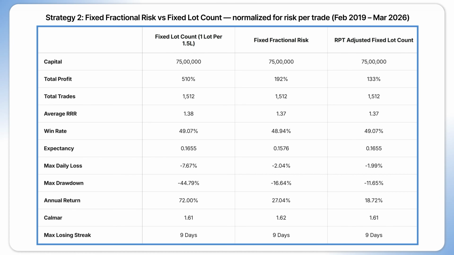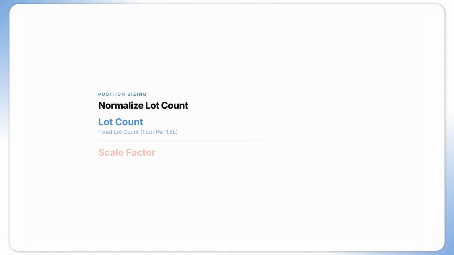Got it. Right? Or rather, it's not a 4 lot backtest. You are basically in the 1 lot per 1.5 lakh kind of fixed lot count backtest. You are sizing 50 lots on all trades. Now you divide 50 by 3.76 and round it off. That many lots you would be trading in the risk per trade normalized fixed lot count backtest.